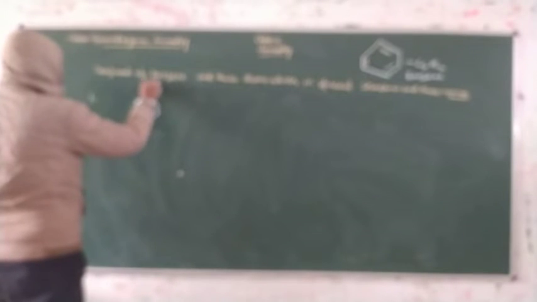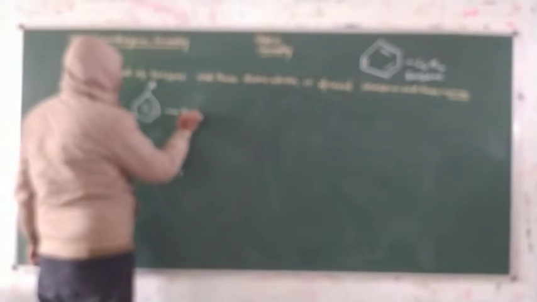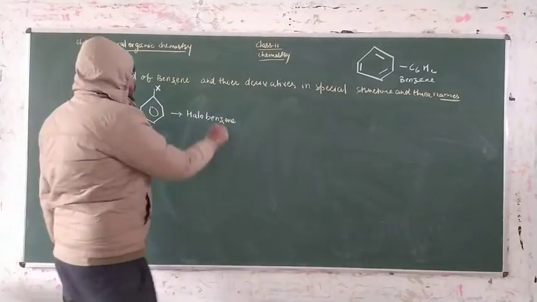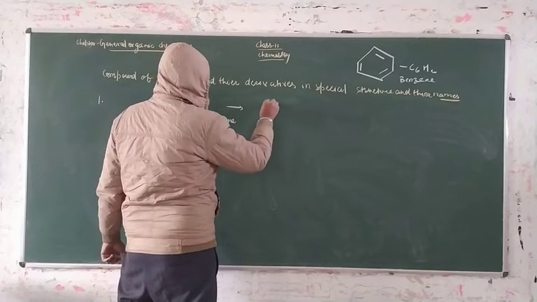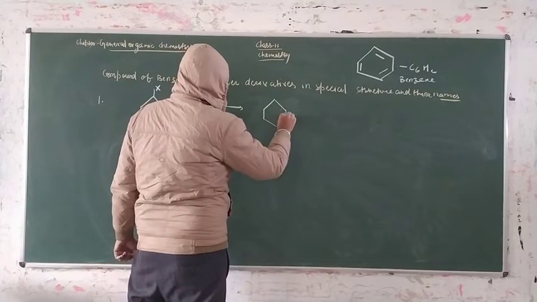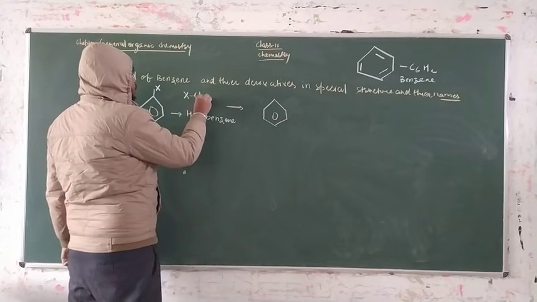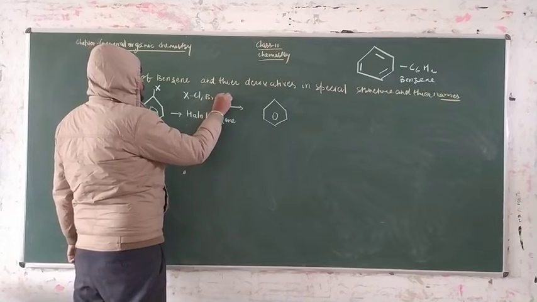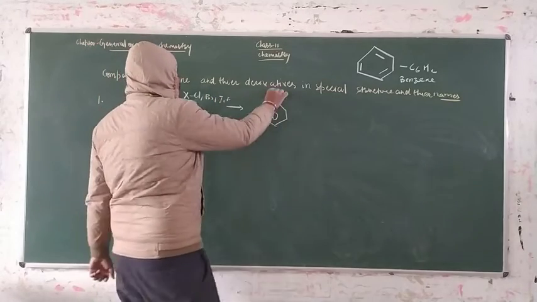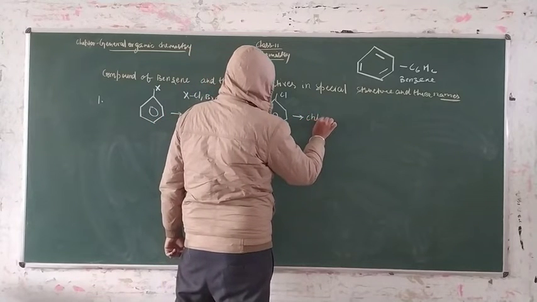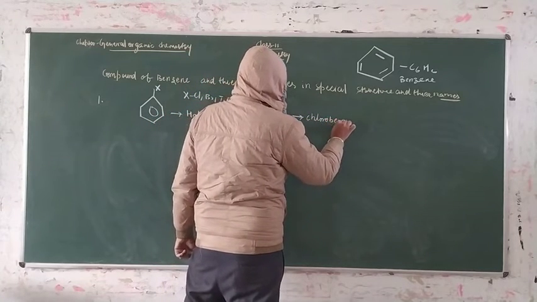If any halogen is attached on this, it is named halobenzene. What is the meaning of halobenzene? We have to differentiate this. This compound contains a halogen. This X represents chloro, bromo, iodo, fluoro. If you add Cl here, the name is chlorobenzene.